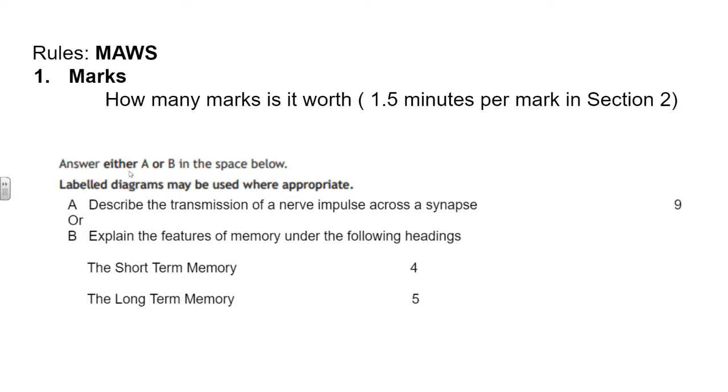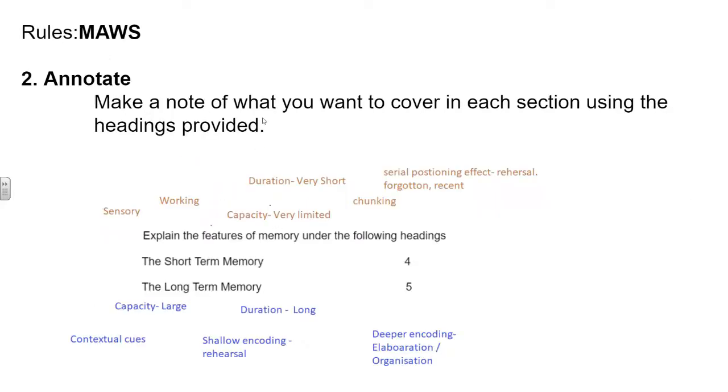So you would answer either question A or B in the space below. The first thing I would do is annotate the question. I would make notes about what you want to cover in each of the sections using the headings provided. In some questions, they will give you the headings, so they will say, explain memory under the following headings. That's really a gift because they break that 9-mark question down into 2 sections, one for 4 marks, one for 5. It might be a 3-marker and a 6. You might have a 10-mark essay where it's only a 2 and 8. They can break it down however they want.